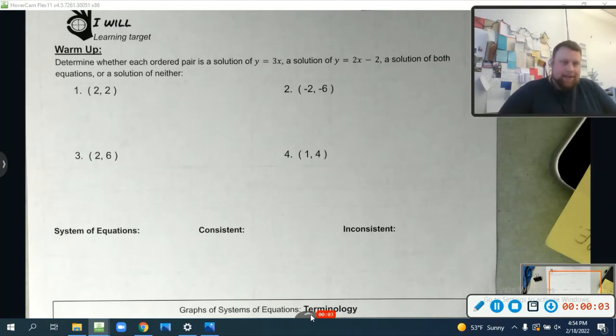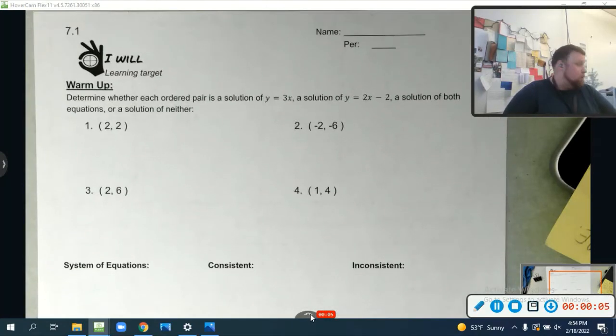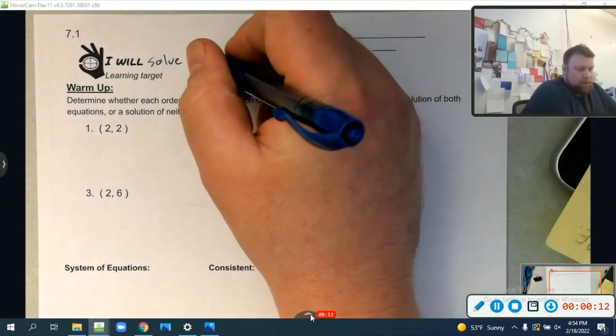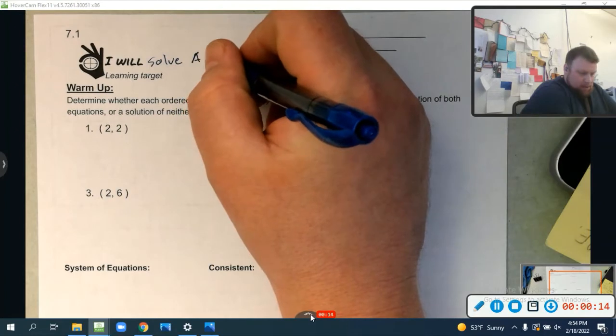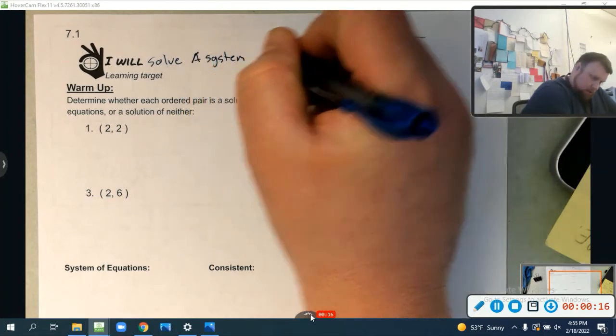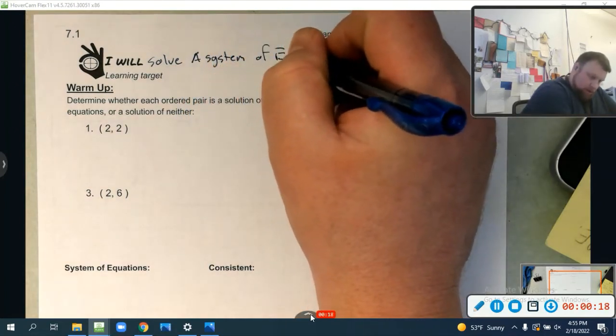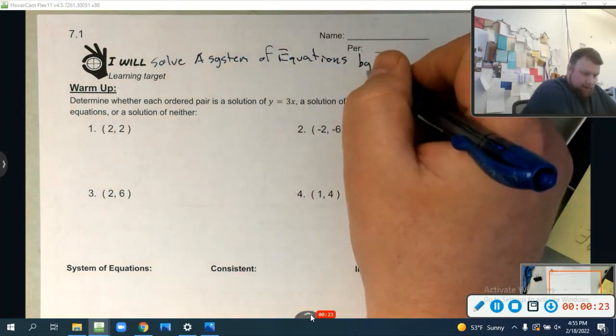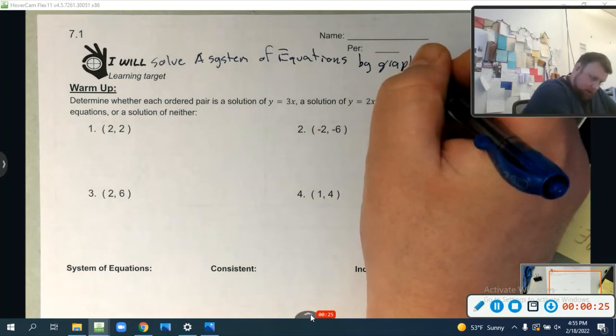All right, we're going to get on. This is 7.1, and the learning target is I will solve a system of equations by graphing. There you go.